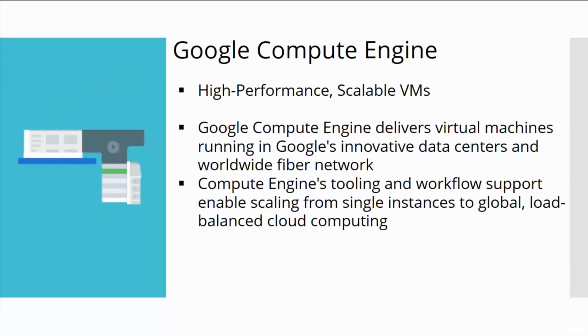The second aspect is the Google Compute Engine. It is a high-performance, scalable VMs, right? So these virtual machines are very powerful and again, scalable, just like the App Engine. So the Google Compute Engine delivers virtual machines running on Google's innovative data centers and worldwide fiber network. Compute Engine's tooling and workflow support enables scaling from single instances to global load balanced cloud computing. So if you are working in a large enterprise or an environment where developers are spread across the world and you're using the Google Cloud Platform to scale your application, that's the best way to go forward.